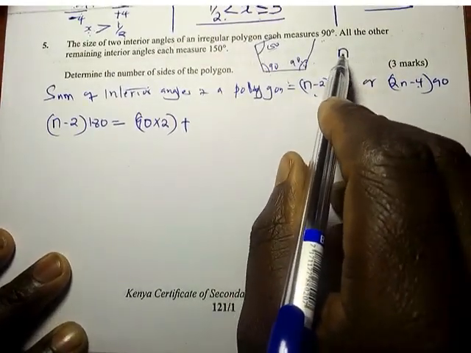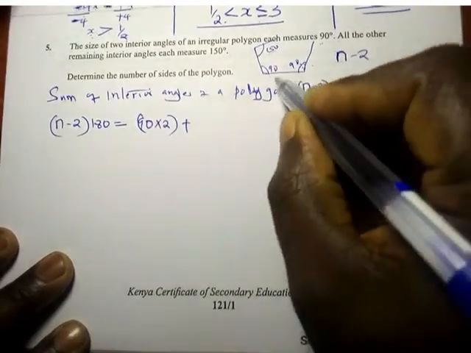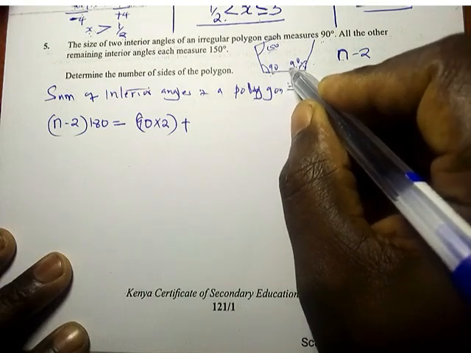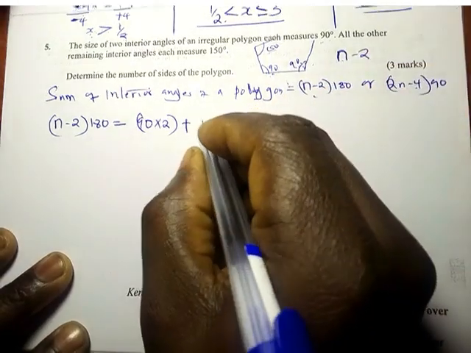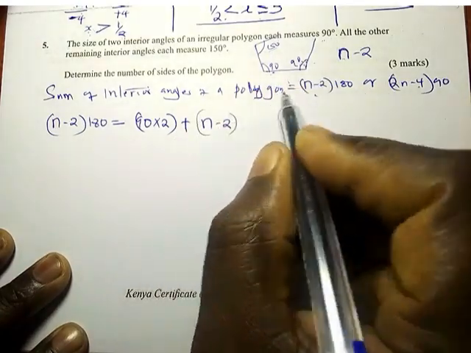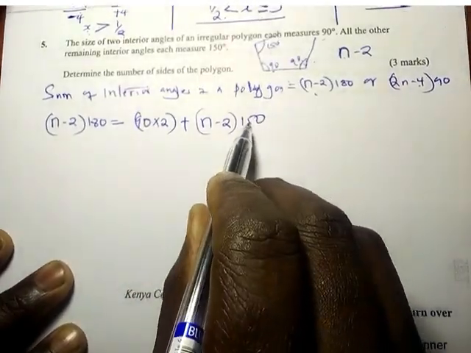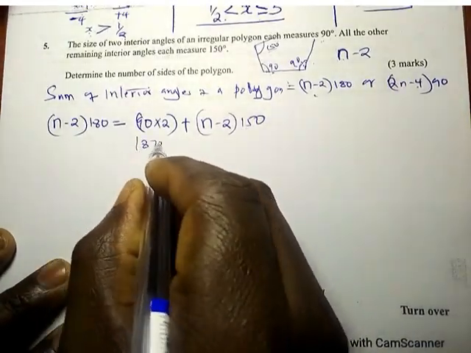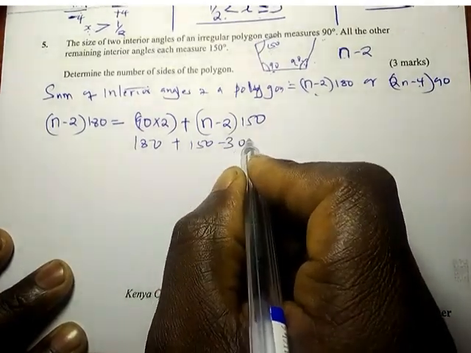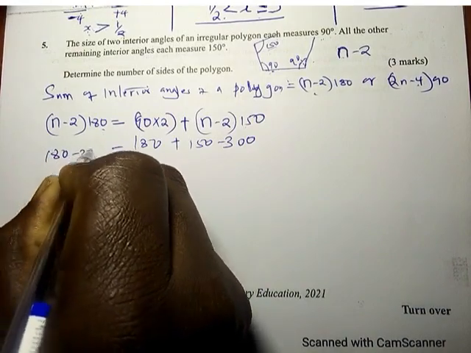So hizo ni sides mbili. So what will be the remaining sides? The remaining sides ni n minus 2, because already mbili ziko na ngapi? Ziko na 90. So n minus 2 ndio zile zimebaki. Na each of them iko na 150. So now we multiply. 180n minus 360 is equal to 180 plus 150n minus 300.